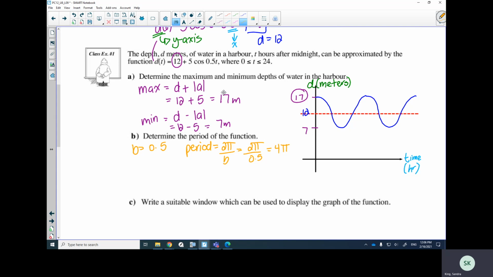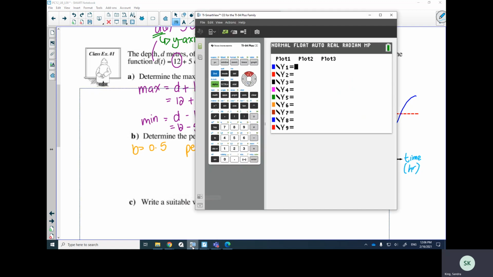So a few things. From this peak to this peak, it's 4 pi. Now, this is on your x-axis, which is in hours. So the period is actually 4 pi hours. Somebody might say, well, what's a 4 pi hour? Well, pi is 3.14, so let's figure out what 4 times 3.14 is. That's going to be 1 period.